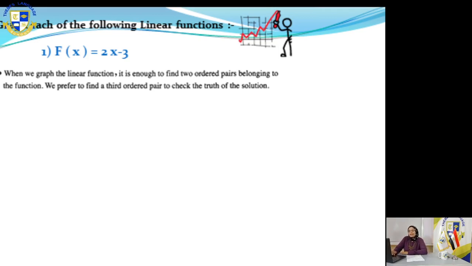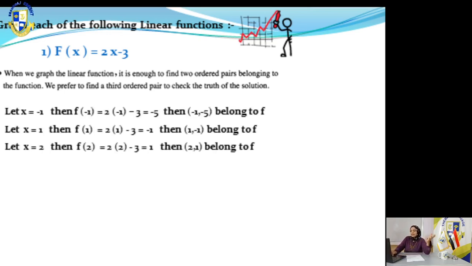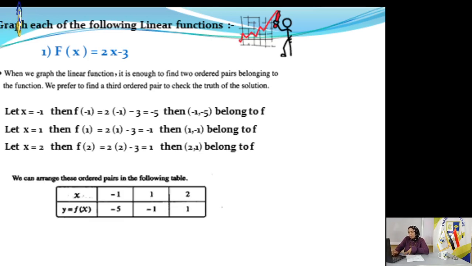For example, let x equal negative 1. We will replace any x by negative 1. Take 1, take 0, take 2, as you like. Take 2 points to represent the linear function. We have here some examples. Let x equal negative 1, so we have the ordered pairs (negative 1, negative 5), (0, negative 3) and (1, negative 1). We have a table here. Put the points, then represent them on the graph, as we see in the graph.